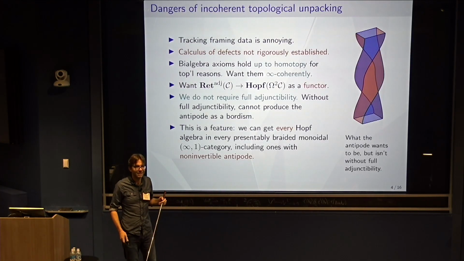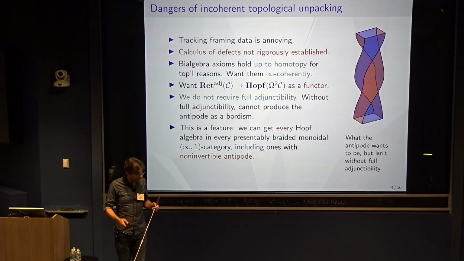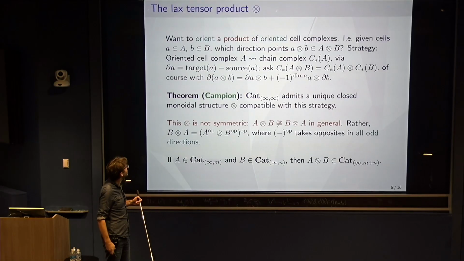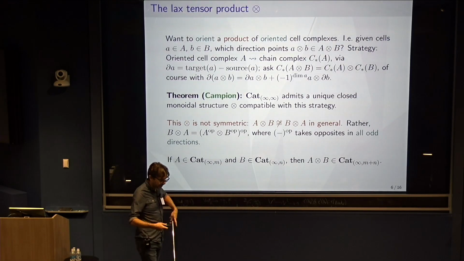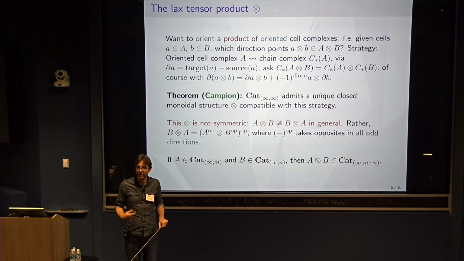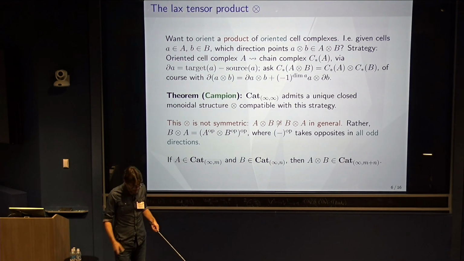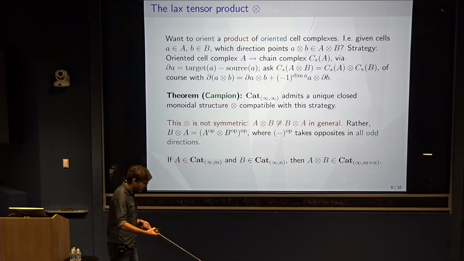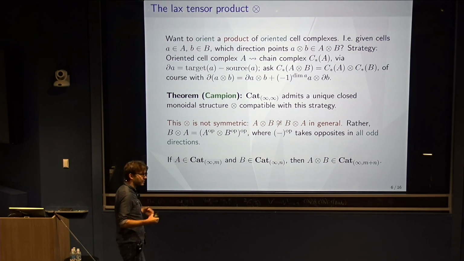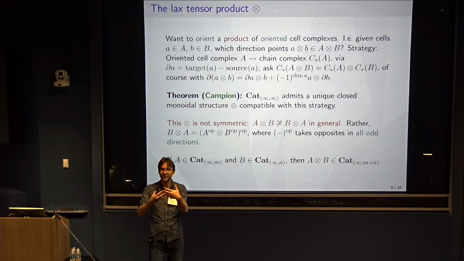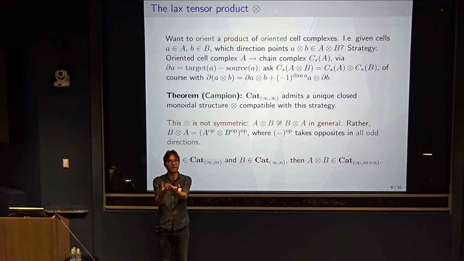It's not just a superficial thing. So there's a program that's ongoing right now to think about infinity categories as a directed version of algebraic topology, a directed version of cell complexes. One of the most basic things you can try to do with cell complexes is multiply them. If you have two cell complexes, you can take just their product.